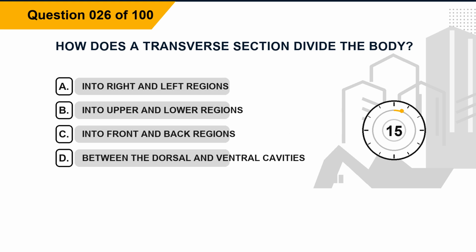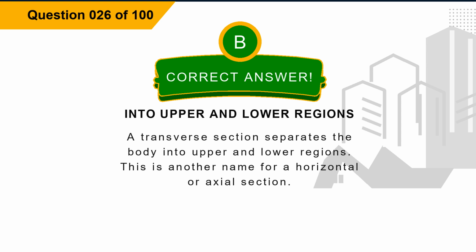Question 26. How does a transverse section divide the body? Option A, into right and left regions. Option B, into upper and lower regions. Option C, into front and back regions. Option D, between the dorsal and ventral cavities. The correct answer is option B, into upper and lower regions.